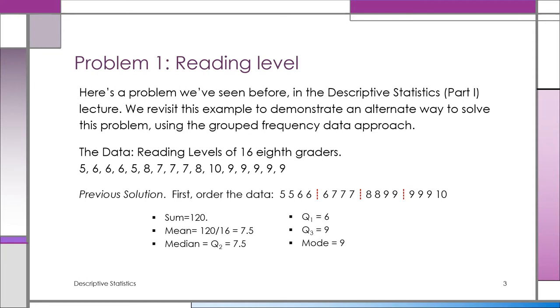Let's start by taking a quick look at a problem we've seen before. At the beginning of our lecture on descriptive statistics, when we were still focused on measures of location, we looked at this example of reading level. A random sample of 16 eighth graders in a particular school were tested, and they showed reading levels from 5, meaning 5th grade, through 9th grade and 10th grade. So some of them were above, some of them were below their grade level. And the solution we found then is listed for you here. I'm not going to belabor it. We did it already. You order the data and you get the location statistics, the measures of central location and the measures of non-central location.